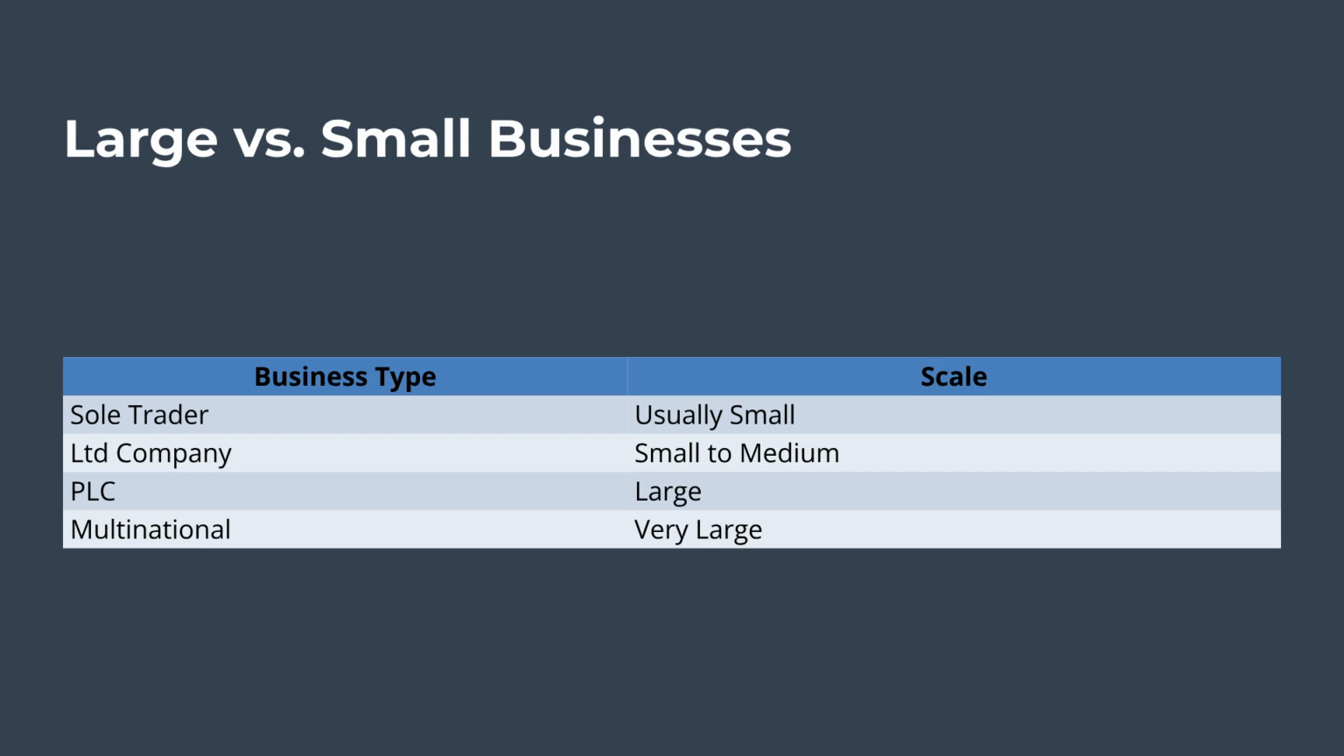To summarize, the scale of a business often correlates with its structure, from small sole traders and limited companies to the very large-scale operations of public limited companies and multinationals.